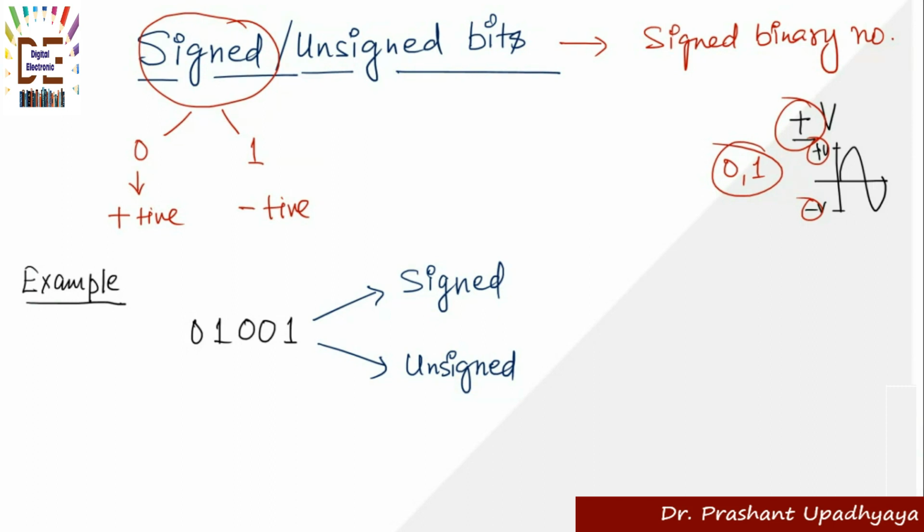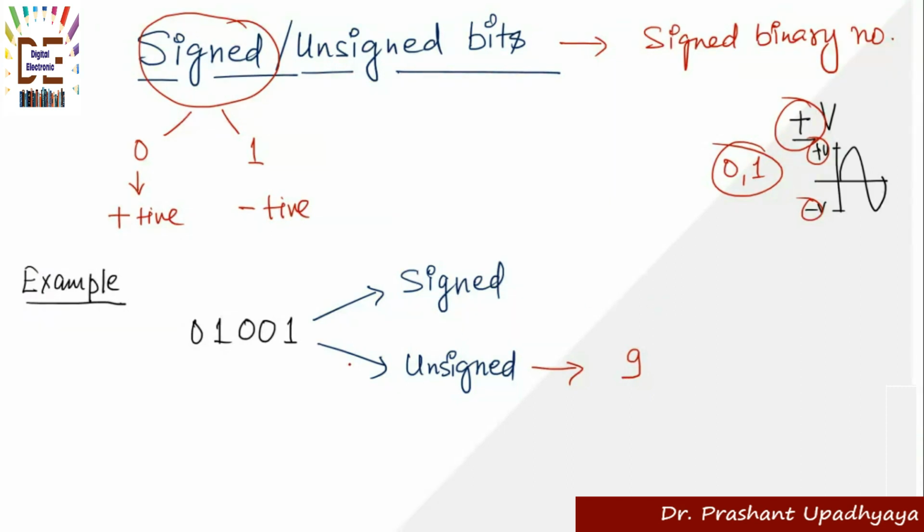Again I am repeating: unless it is written or defined that the given bit pattern is a signed number, by default it will always be considered an unsigned number. When we take it as an unsigned number, the equivalent of this is 9. You cannot write positive number.